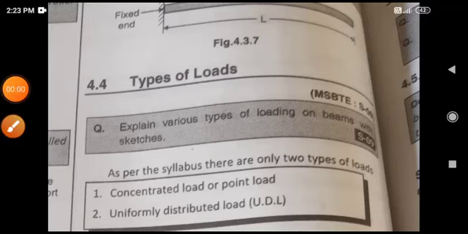Hello friends, this is our second lecture of fourth unit, that is shear force and bending moment of strength of material.